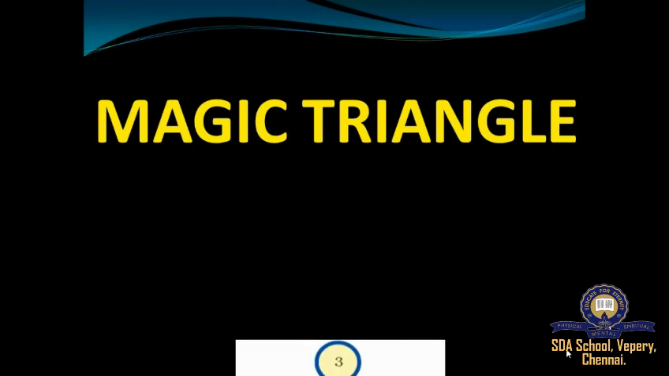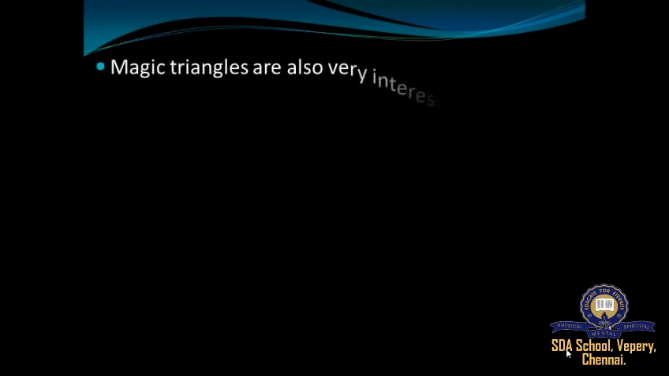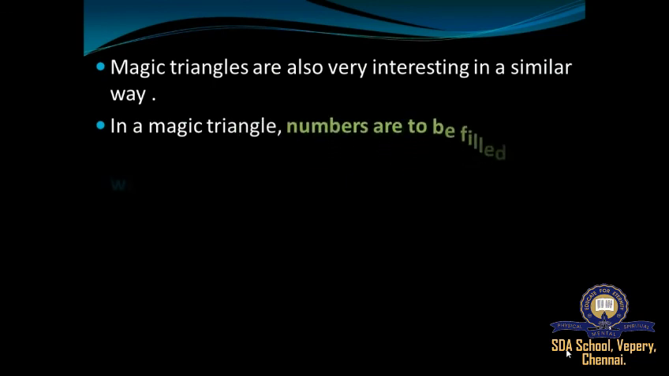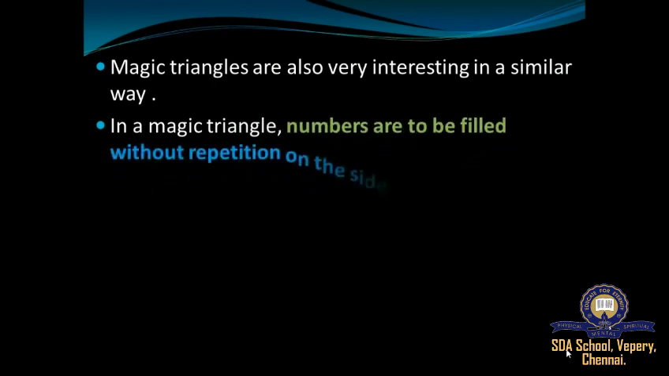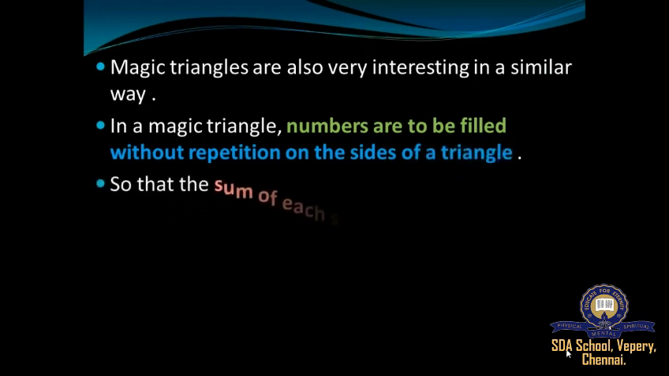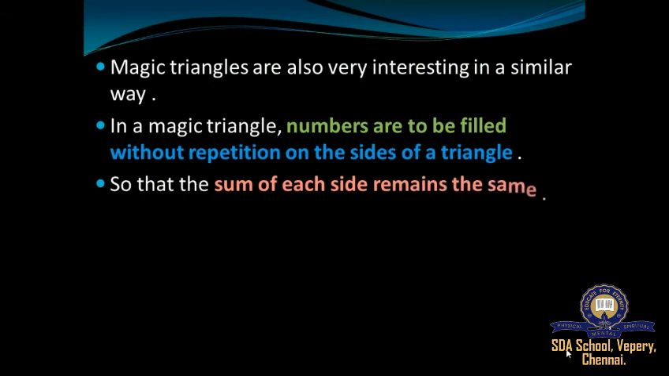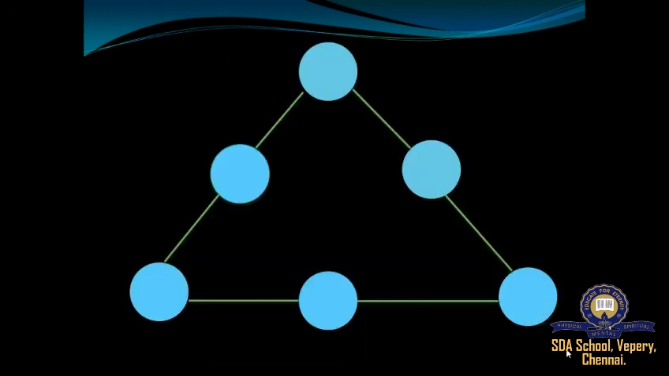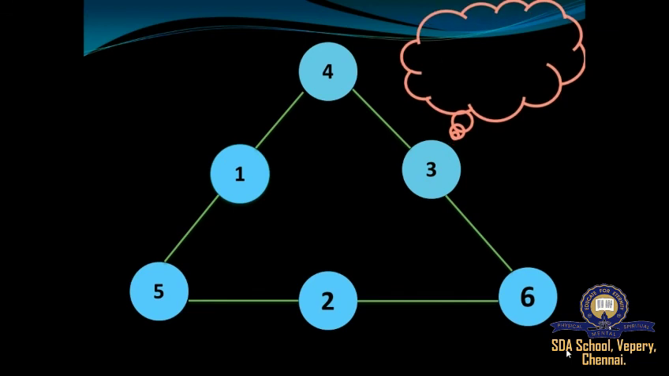And next we moved on to magic triangle. So what is a magic triangle? A magic triangle is also like Sudoku. It is also a very interesting game. So in a magic triangle, the numbers are to be filled without repetition on the sides of a triangle, okay? Such that the sum of each side remains the same, okay? So we saw the pictures of a magic triangle, right? And then we solved an example based on magic triangles, right?